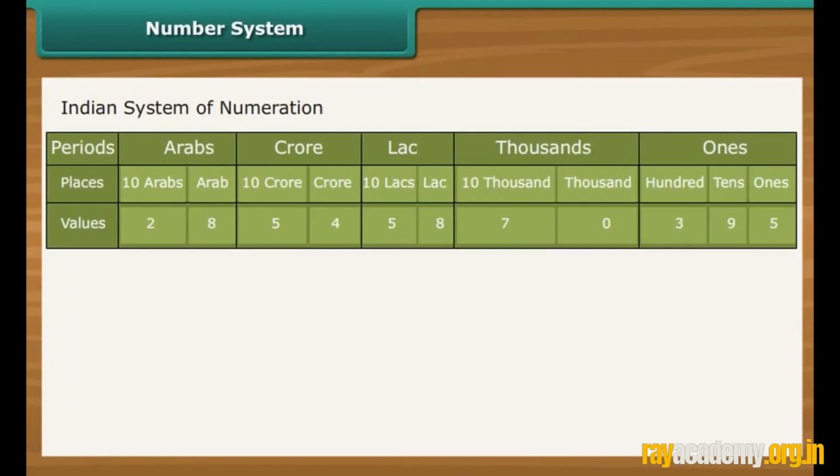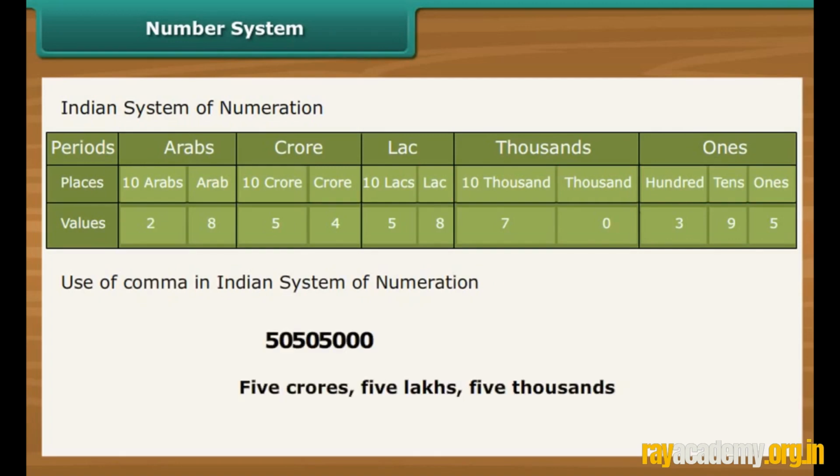Number system. In our Indian system of numeration, we use ones, tens, hundreds, thousands, and then lakhs and crores. Comma is used to mark thousands, lakhs, and crores. The first comma comes after hundreds place, 3 digits from the right, and marks thousands. The second comma comes 2 digits later, 5 digits from the right. It comes after 10,000's place and marks lakh. The third comma comes after another 2 digits, 7 digits from the right. It comes after 10 lakh.